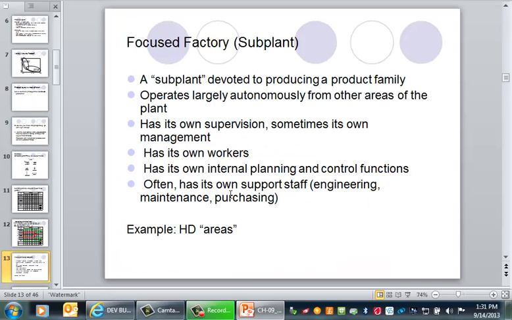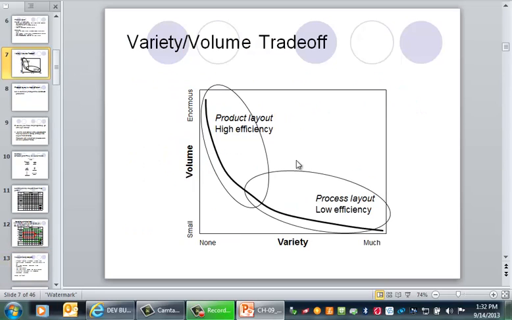Let's go back to the PowerPoint and look again at what a focus factory is. A focus factory operates largely autonomously from other areas of the plant. That means largely on its own, with its own supervision and management, its own workers, its own internal control, etc. So you would think, gosh, if you do that, that must be very inefficient. Well, let's take a look at some concepts that are related.